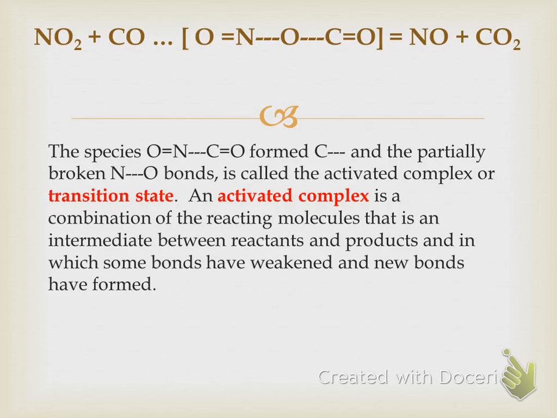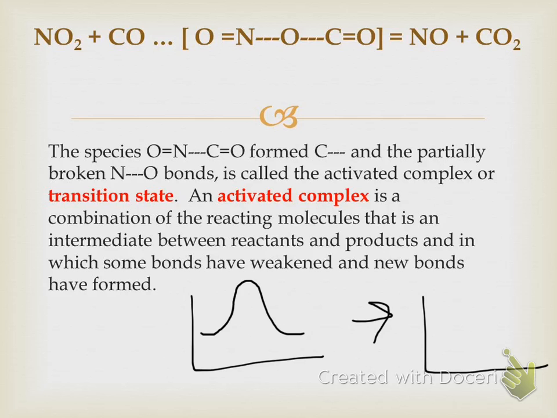This thing that's been formed here in the middle is called a transition state or activated complex. To give you an idea of what it really looks like, if you remember our potential energy diagrams that we used last year, many times they looked like this. What actually happens many times is, as we have our potential energy diagram, it may actually look like this. This being our transition state or activated complex.